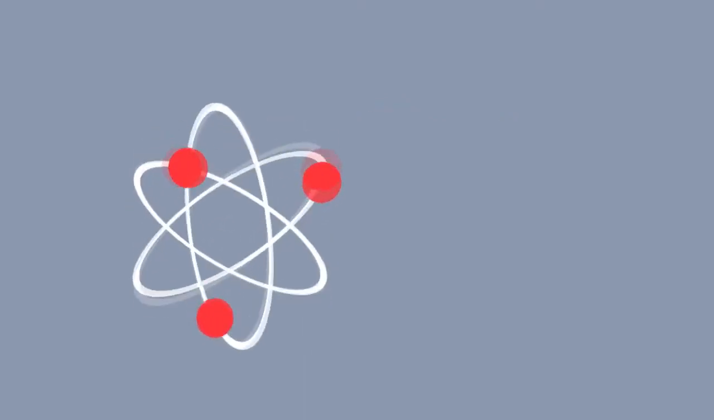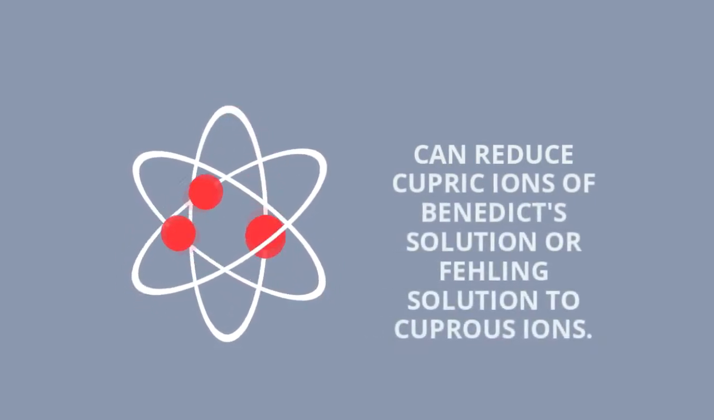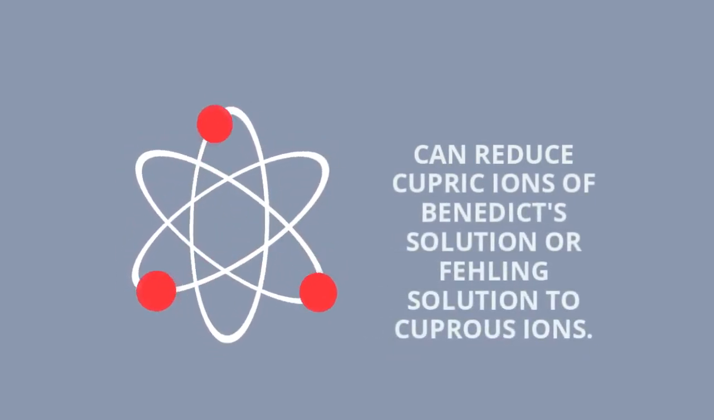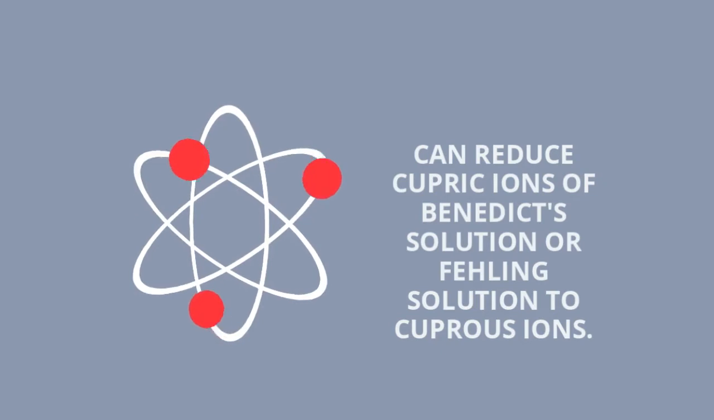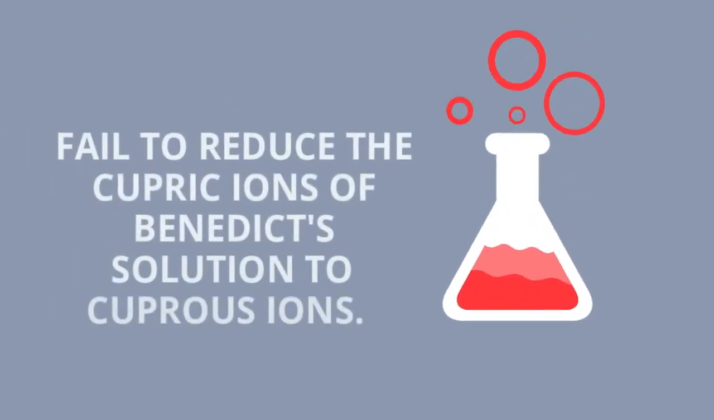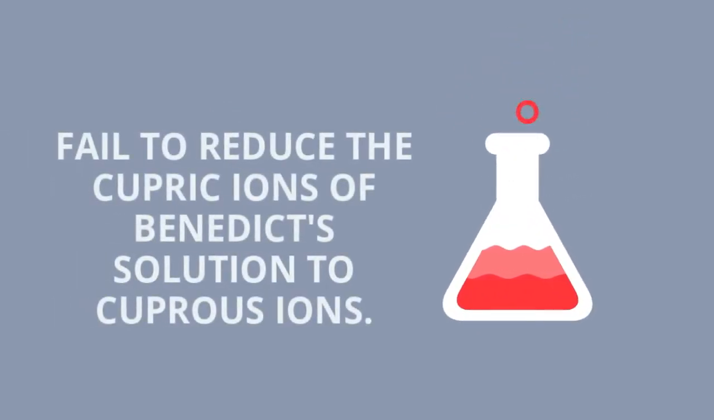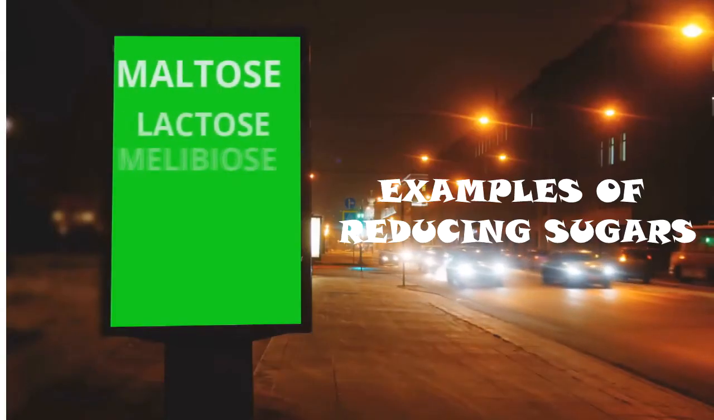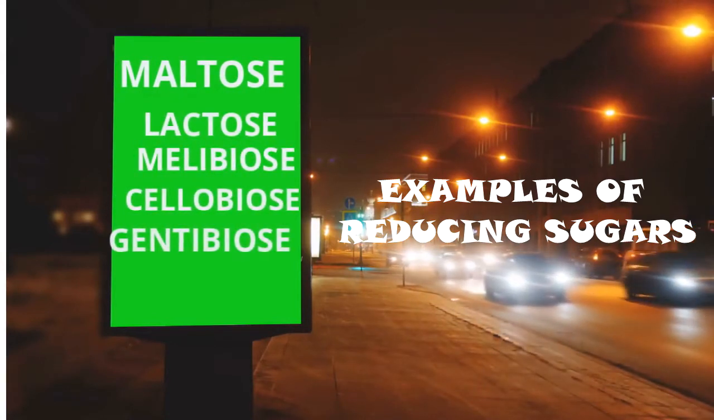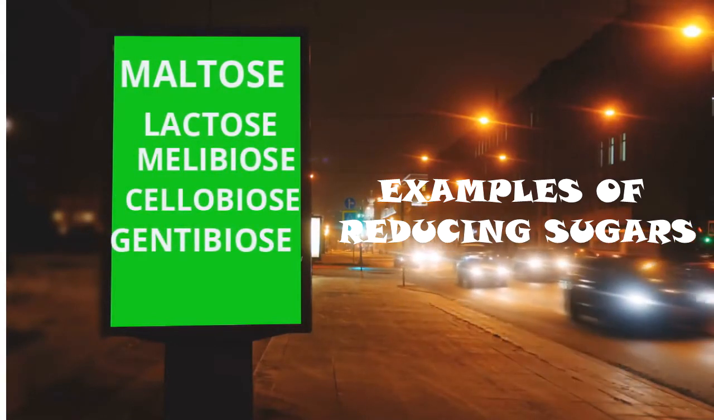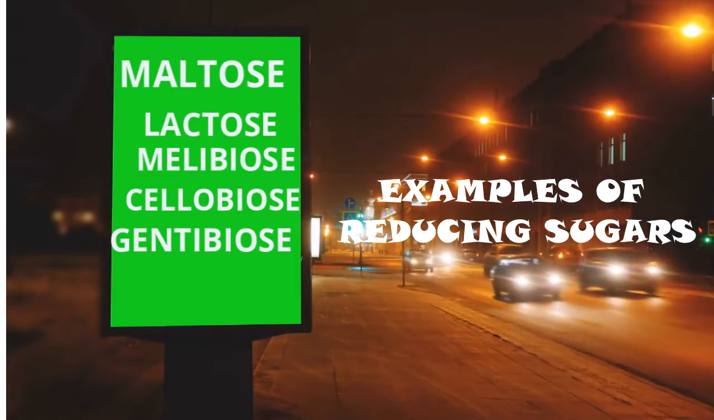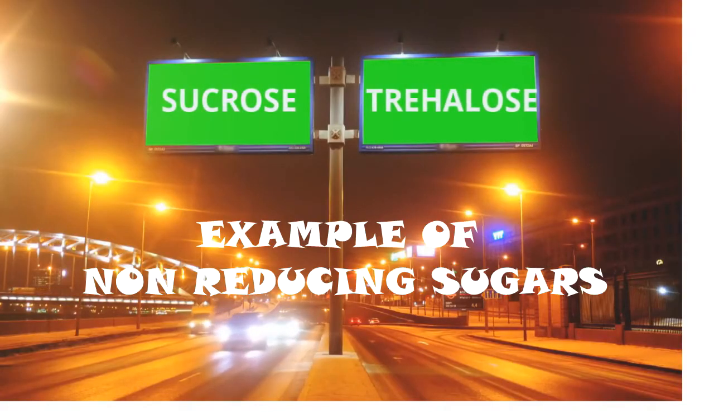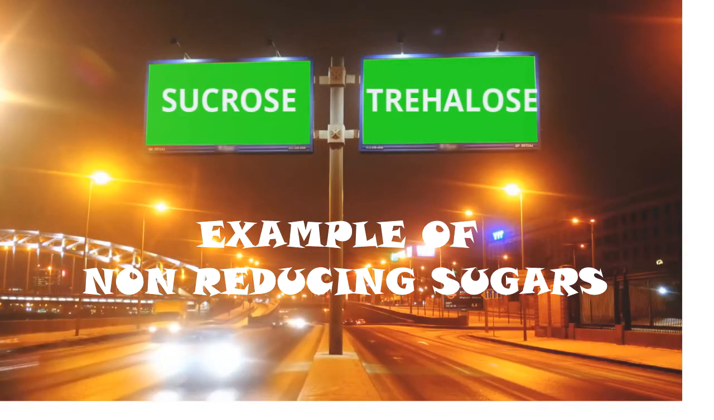And then reducing sugars have the capacity to reduce cupric ions of Benedict's or Fehling's solution to cuprous ions. The non-reducing sugars fail to reduce the cupric ions of Benedict's solution to cuprous ions. Examples of reducing sugars are maltose, lactose, melibiose, cellobiose, and gentiobiose. Examples of non-reducing sugars are sucrose and trehalose.